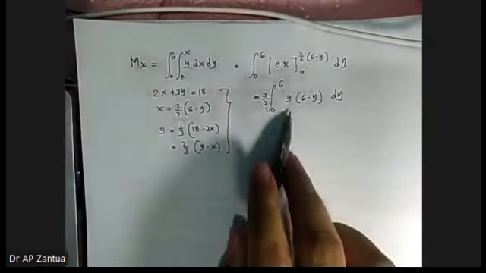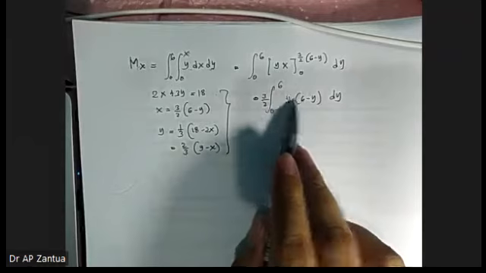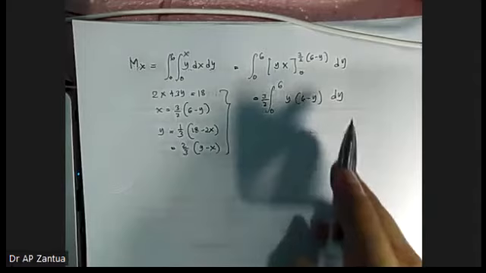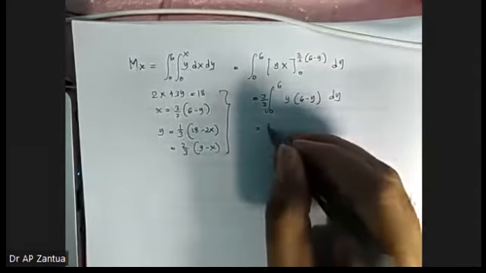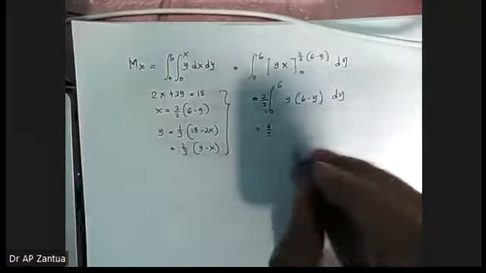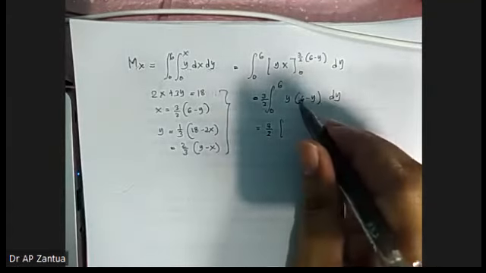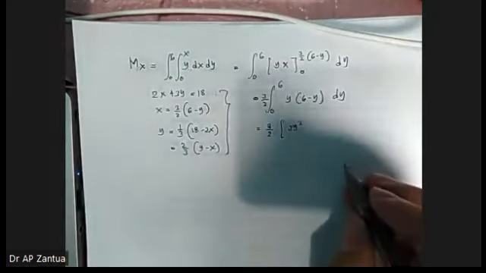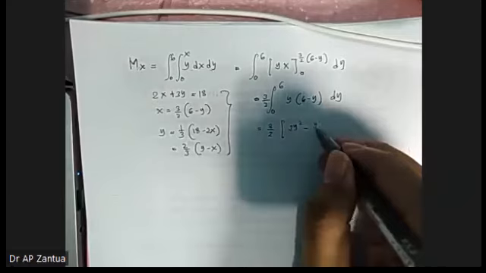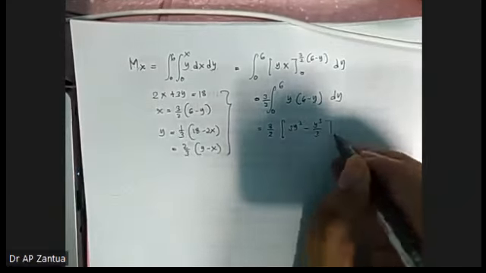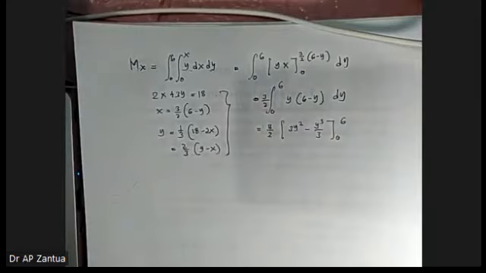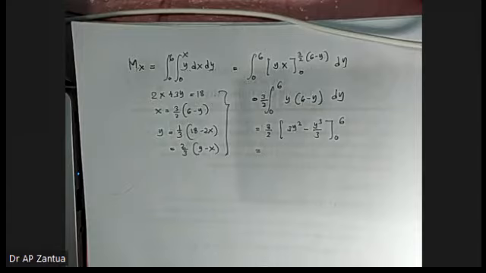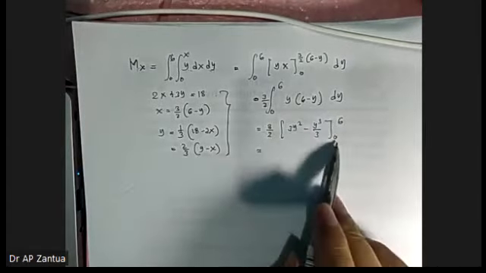Again, you can multiply this one, so 6y minus y squared. So therefore, we can evaluate the integral. 6y meaning 3y squared, and minus y cubed over 3, from 0 to 6. Doing that, substitute first the 6, then substitute 0.